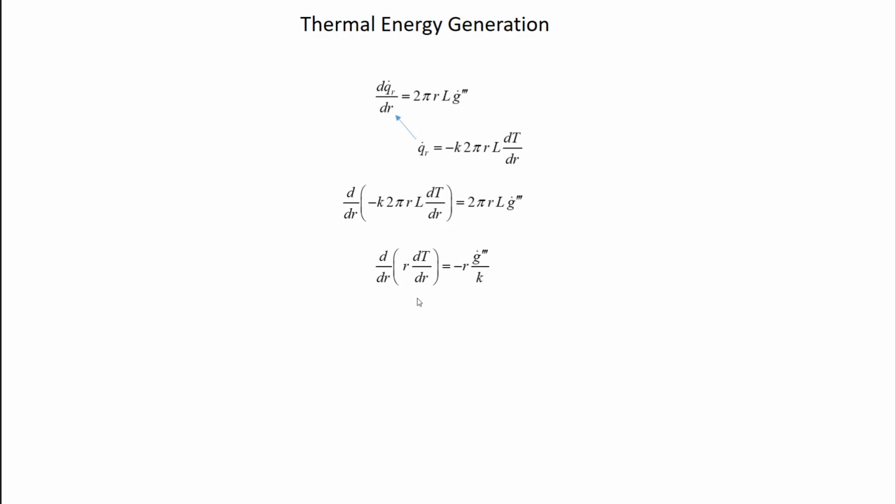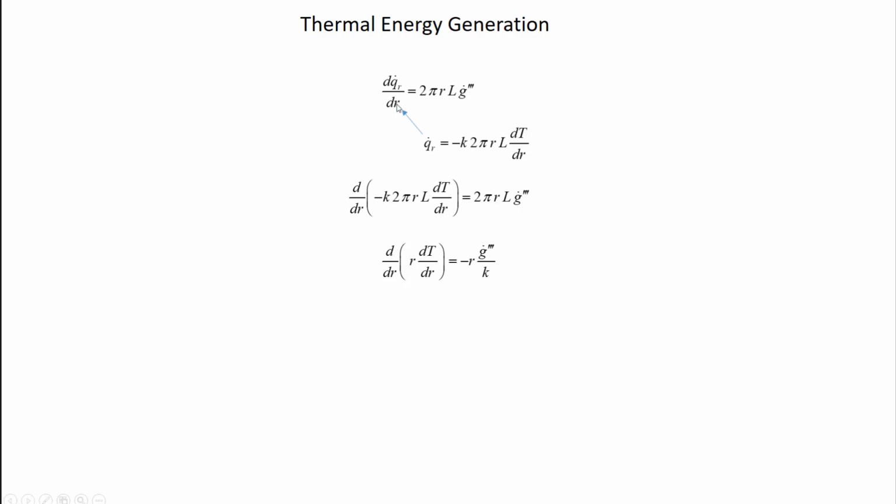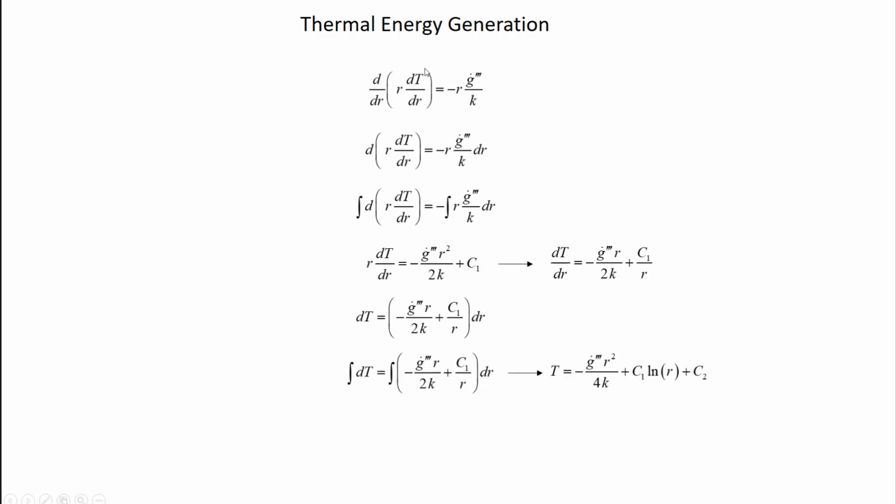It's not homogeneous, but it has the very desirable characteristic of being separable, which means that I can integrate both sides separately, right? When you have that kind of an ODE, it's generally pretty easy to solve it. I'll just bring this dr over to the other side. So I have d of r times dT/dr, and then on this side I have minus r g dot triple prime over k times dr.